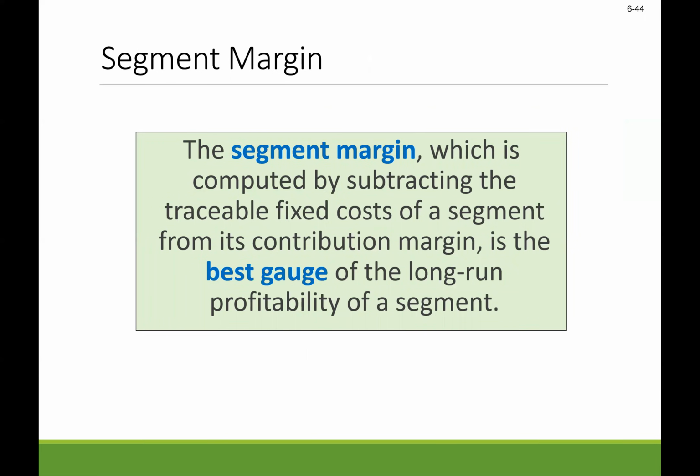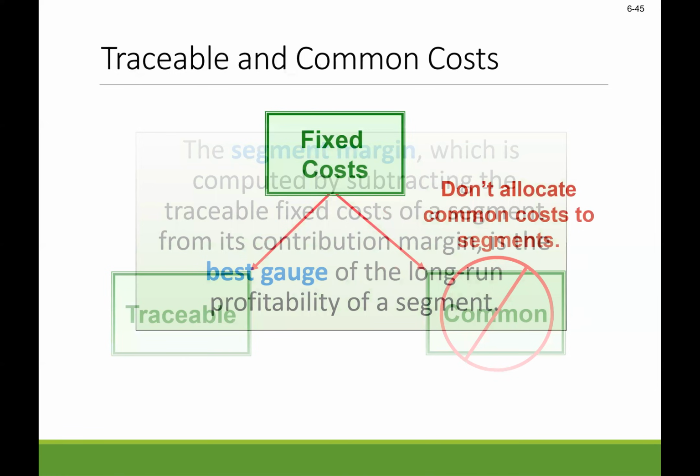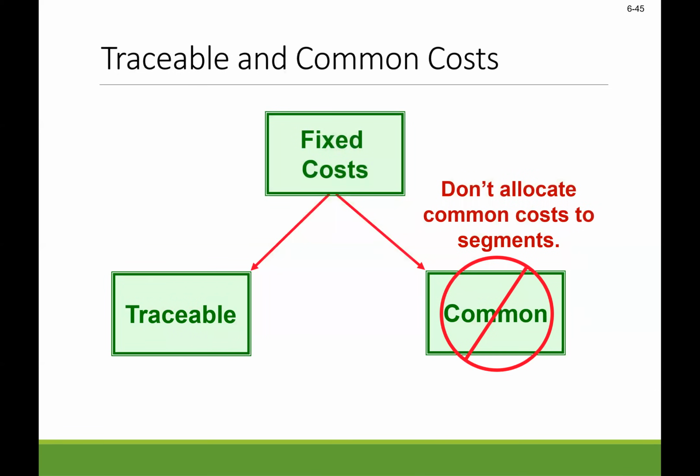The segment margin, which is computed by subtracting the traceable fixed cost of a segment from its contribution margin, is the best gauge of the long run profitability of a segment. Okay.